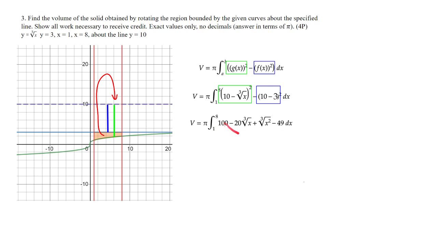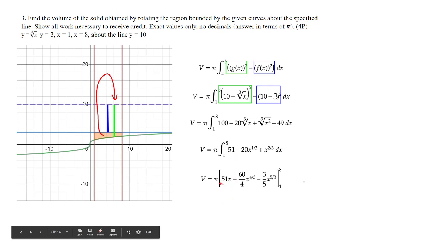So we're just going to combine these two terms. Volume equals pi times the integral from 1 to 8 of 51 minus, and now we're going to use our fractional exponents again, 20x to the 1/3 plus x to the 2/3 dx. And finally, we use power rule once again for integration. And it gets kind of messy, so this is going to take us a little bit longer, but this becomes 15.